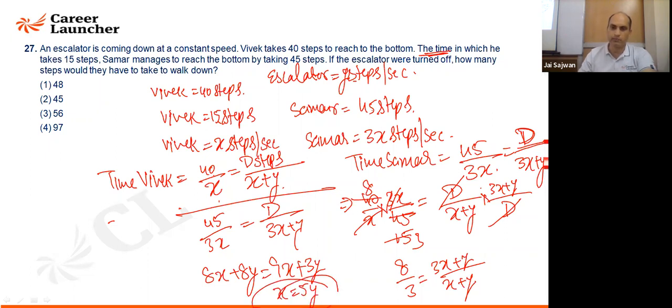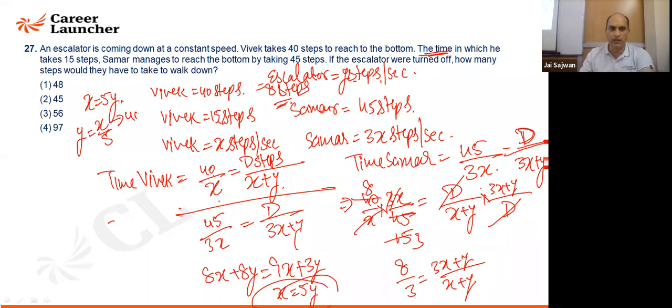What does that mean? The speed of Vivek is 5 times the speed of the escalator. So with this speed, if he travels 40 steps, can I say the escalator speed is 1/5 of Vivek's speed? Can I say it will take 1/5 of the steps, that is 8 steps? Is it fine? Look here again. The speed of Vivek, x, is coming out to be 5 times the speed of the escalator. So the escalator speed is 1/5 of the speed of Vivek.